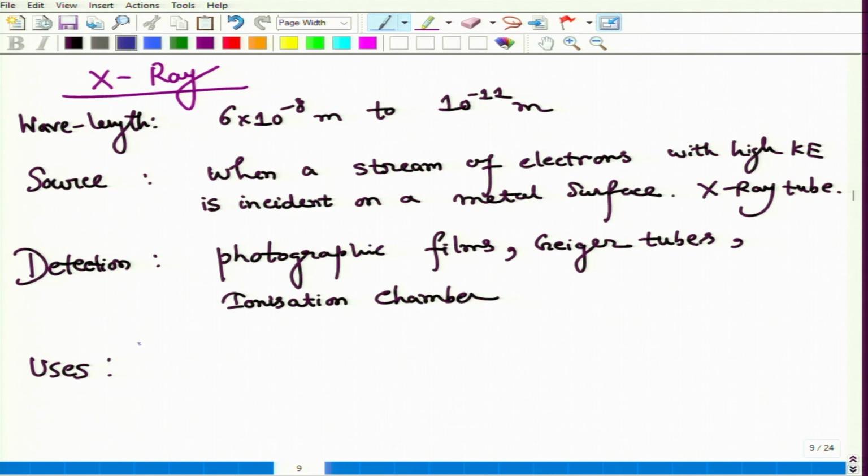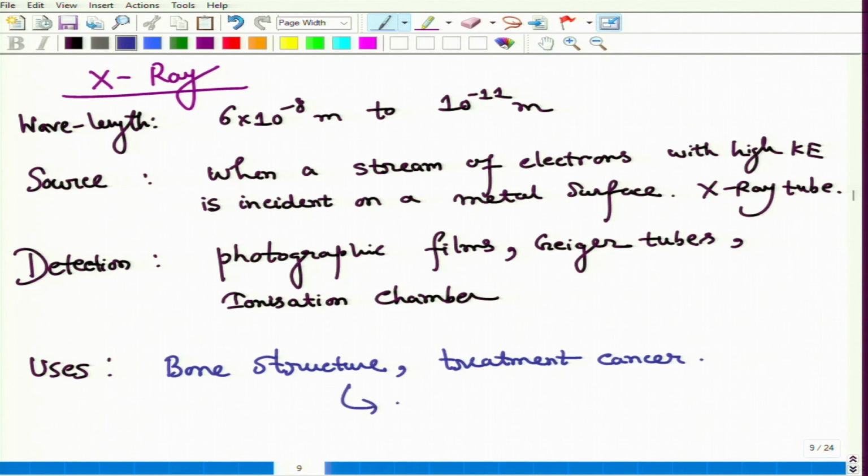So let me write it. Uses: to identify the bone structure, so its use is medical imaging, and also its use as therapy for treatment like cancer. Okay, so these are basically the medical purposes. In medical purposes, we extensively use X-ray.